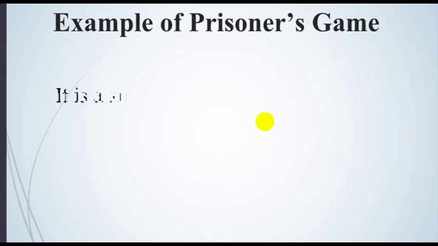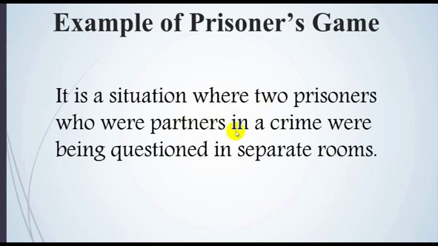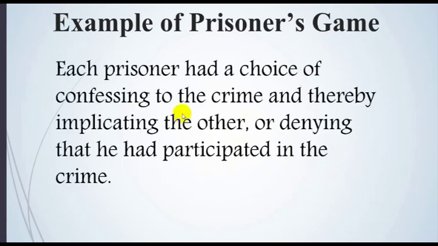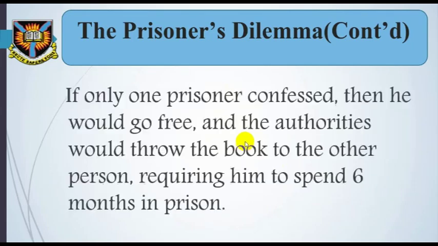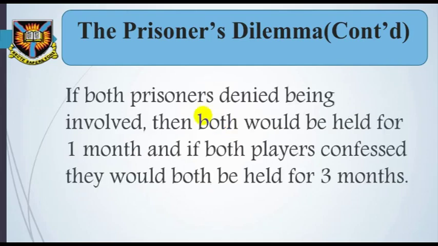It is a situation where two prisoners who were partners in a crime were being questioned in separate rooms. Each prisoner had a choice of confessing to the crime and thereby implicating the other, or denying that he had participated in the crime. If only one prisoner confessed, then he would go free and the authorities would throw the book at the other person, requiring him to spend 6 months in prison. If both prisoners denied being involved, then both would be held for 1 month, and if both players confessed, they would both be held for 3 months.